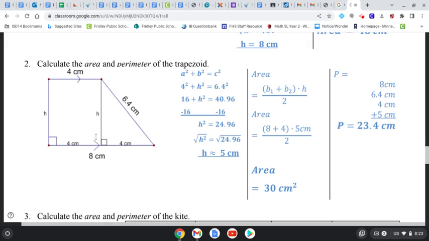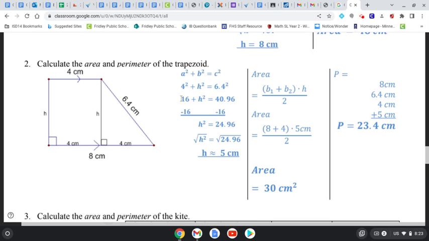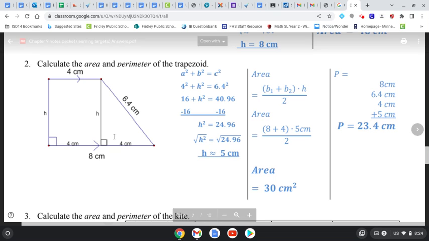So to find the height, we look at this right triangle and we use the Pythagorean theorem. So 4 squared plus h squared equals 6.4 squared. Same thing as the problem before, we square each of those, then we subtract, and we end up with h squared equals 24.96. Then we take the square root of that, and we get about 5. So I'll encourage the teacher to pause it here so everybody has a chance to write that down. So that's the height of our trapezoid.